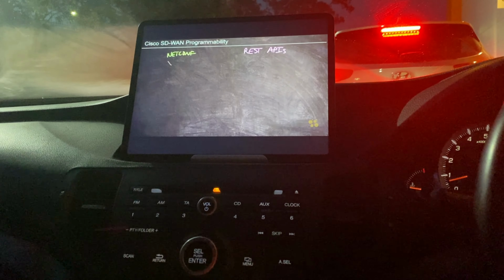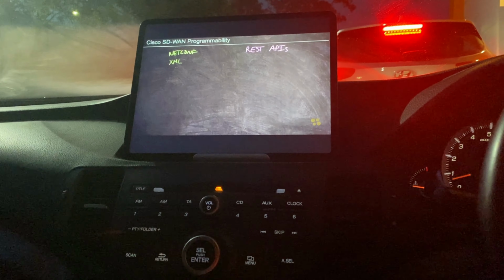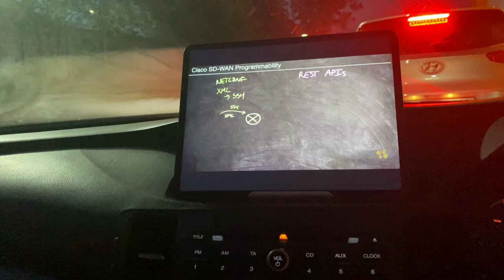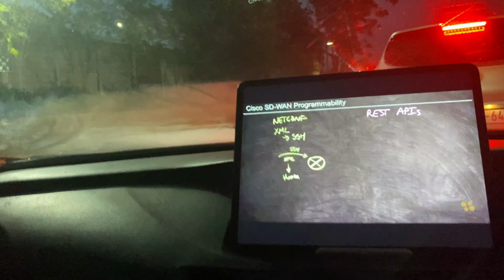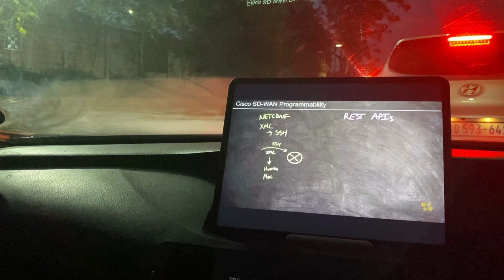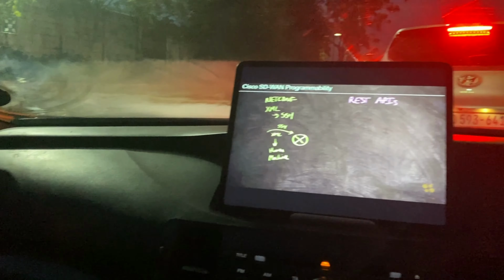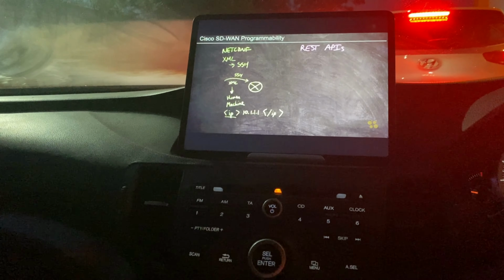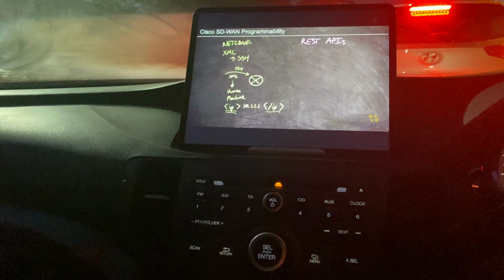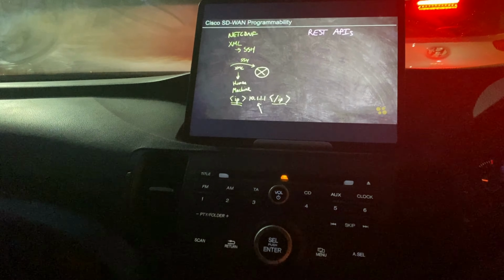NETCONF is a protocol that leverages XML messages inside of SSH. XML is a markup language that's designed to be read by humans, that's important, but more important is the ability for a machine to be able to read it. For example, IP. This tells the machine that this section called IP begins here on the left, ends on the right, and in the middle, this is the data point.